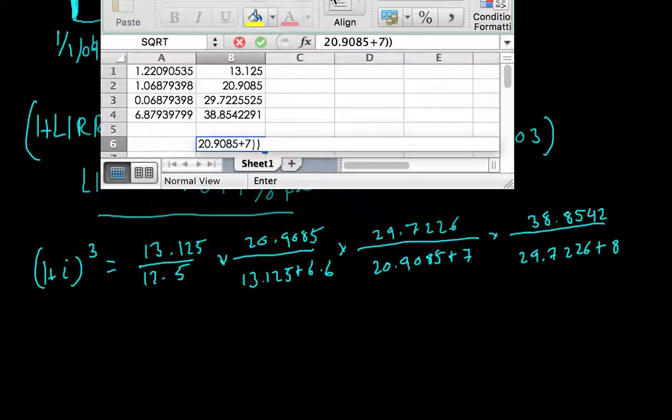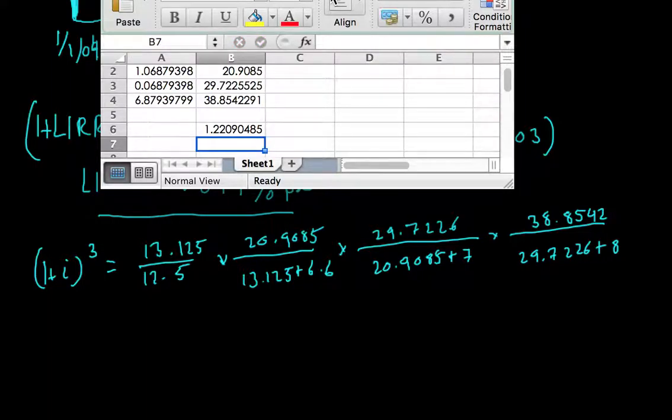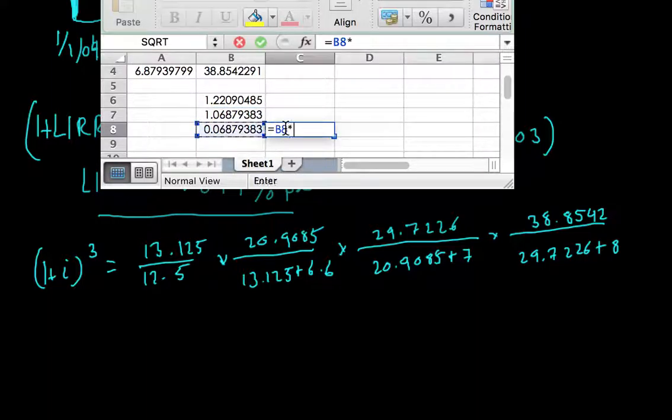And then we can close that and multiply that by 38.8542 divided by 29.7226 plus 8, which gives us finally this amount over here. Put that to the power of a third. It looks like a number we've seen before. It's equal to that minus 1, and that is the same as this when we put it times 100.